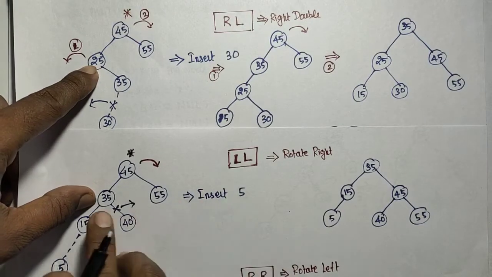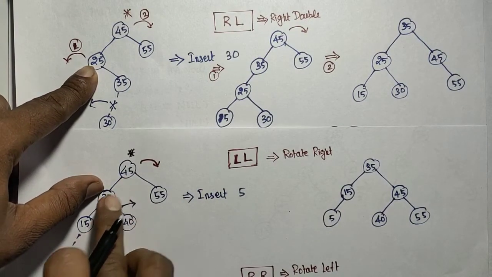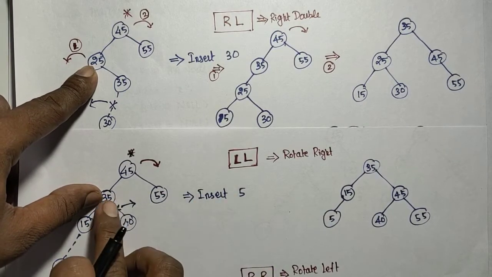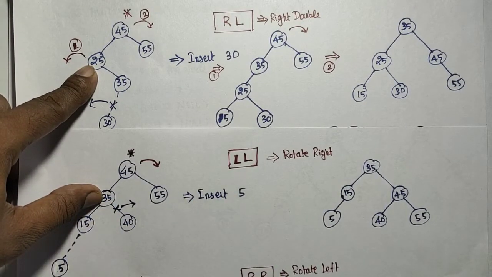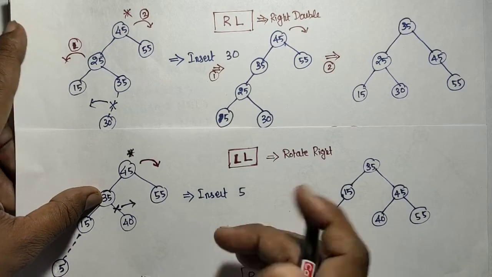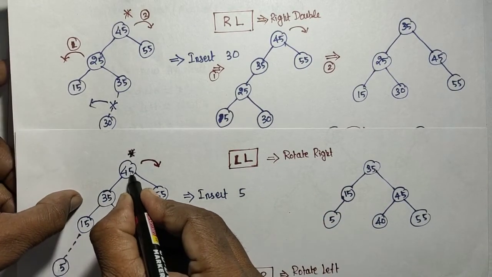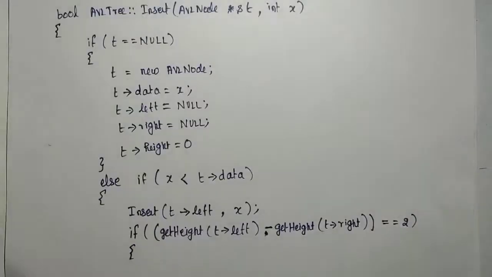If the new element is less than the left data, the left data is 35, so the 5 will be inserted on the left side of left. So that's all. Now I need to compare the new element with the current t left.